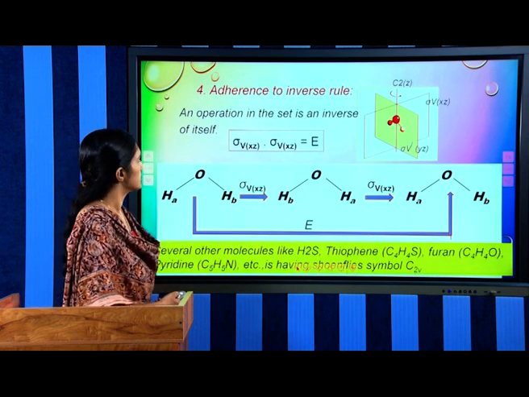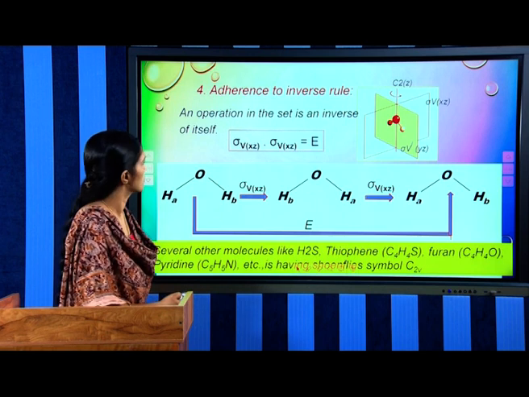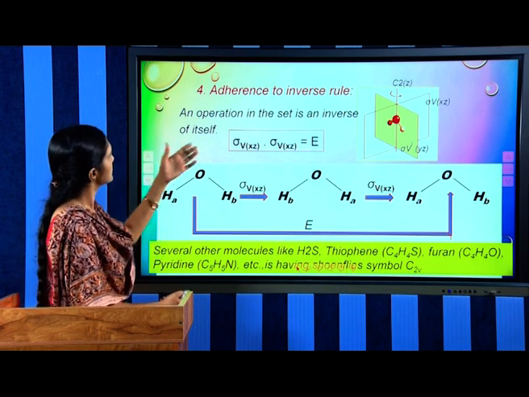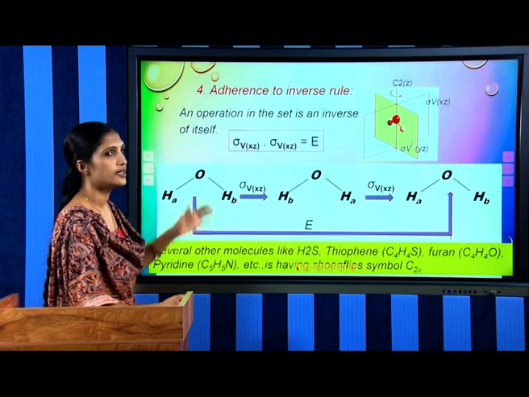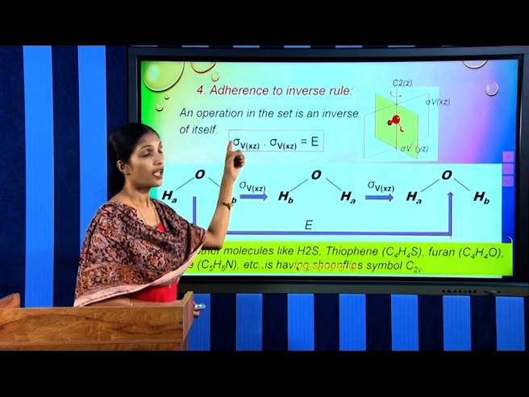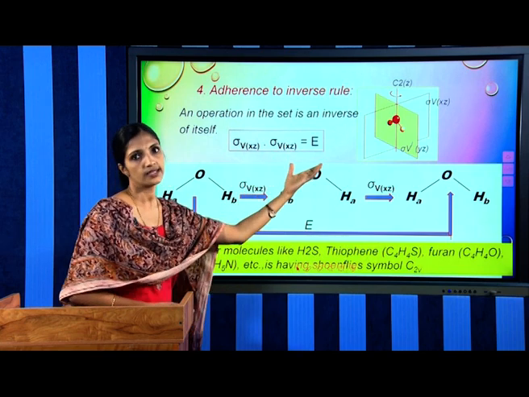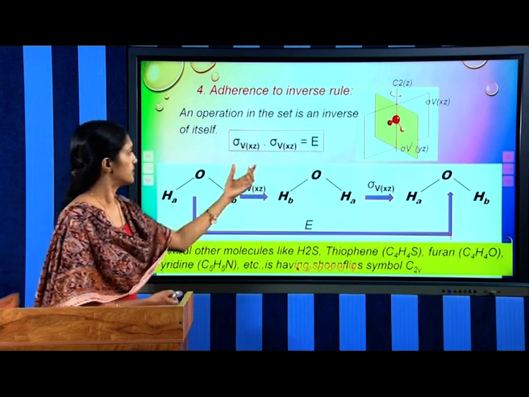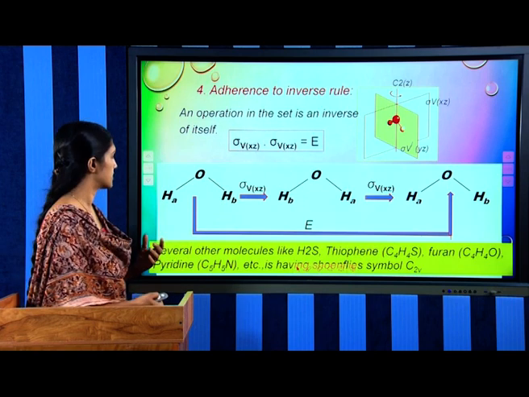The fourth one is adherence to the inverse rule. So, an operation in the set is an inverse of itself. That means, when one operation is performed and then repeated, that will result in E, that means identity. Okay.